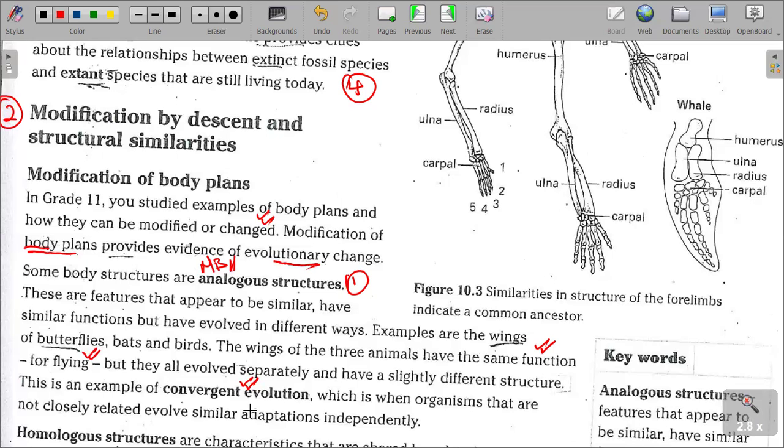As to say the birds and the butterfly, there is no gene flow there. Hence we say the evolving happened separately, and they evolved similar adaptations independently of each other.